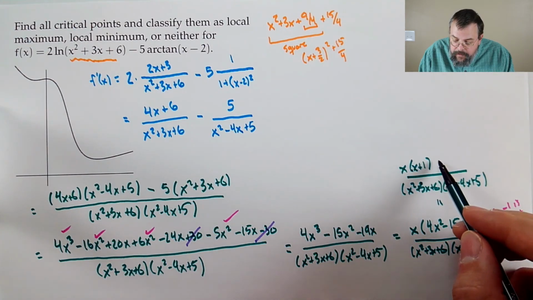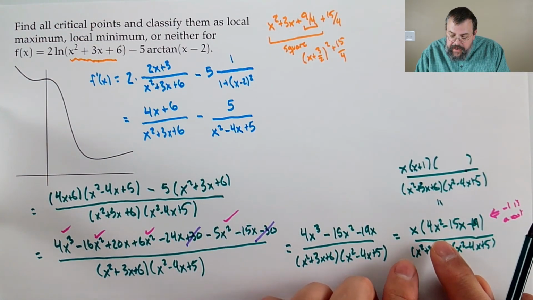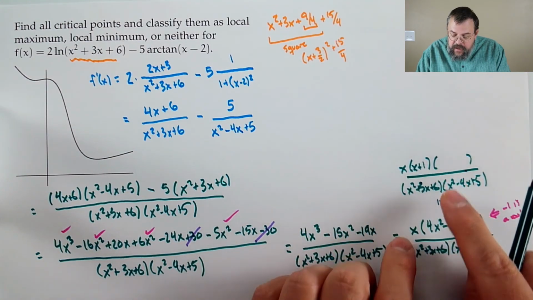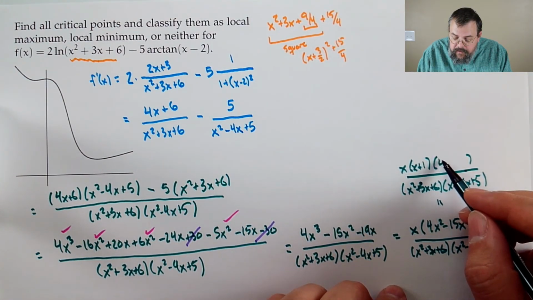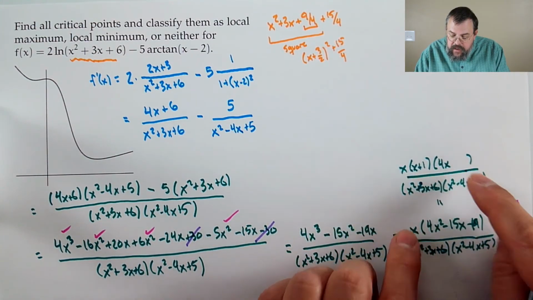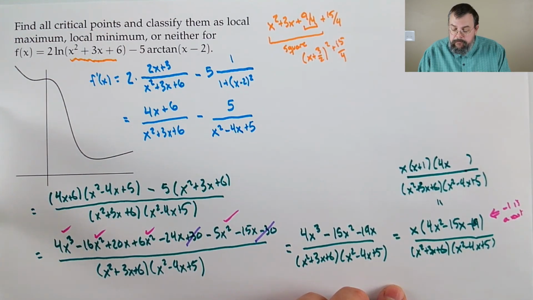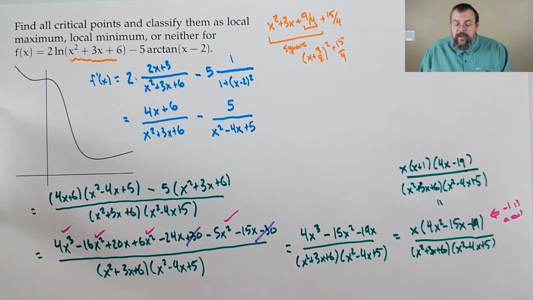And now, for the rest of it, we can just look at it and say, all right, I have to multiply x by something to get to 4x squared. Well, that's not so bad. It has to be 4x. And now, I have to multiply 1 times something to get me to negative 19. Well, that would be negative 19. And now, we're home free. We can see our roots popping up.